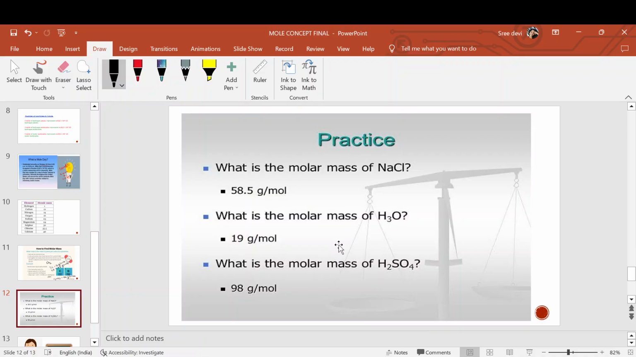If you understand the example of CO2, you should practice these three questions. That is, what's the molar mass of NaCl? What is the molar mass of H3O? What's the molar mass of H2SO4? The answer has been given, but you should practice it with the atomic mass table. Okay.